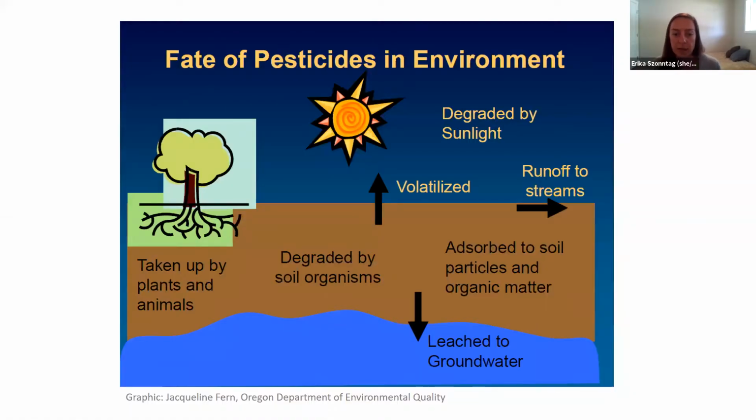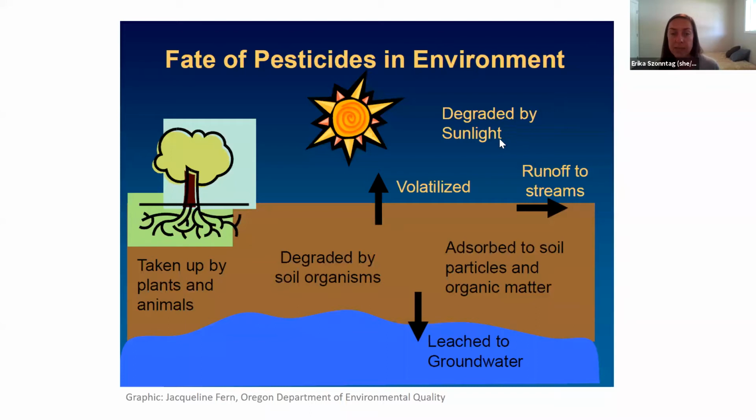And then this graphic, I just wanted to share because it quickly and easily illustrates what can happen to pesticides once they are in the environment. And this can apply to some fertilizers as well, or some of these processes rather apply to fertilizers.